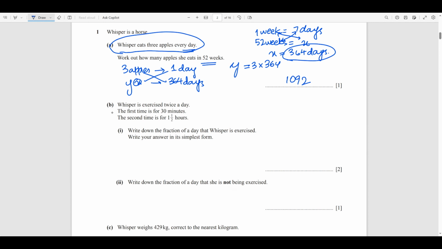Okay, so first we need to find out the total time he exercised per day. So first time is 30 minutes. If we want to convert everything into minutes, then we have to divide it by the total minutes in a day, right? So I think hours is better because we know there are 24 hours in a day. So yeah, 30 minutes is also an easy calculation. It's 0.5 hour, and 1.5 is basically 1.5 hours, right? So together they are 2 hours. So basically he works out for 2 hours.